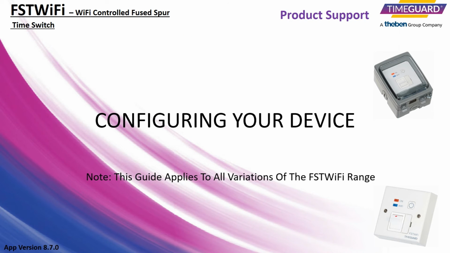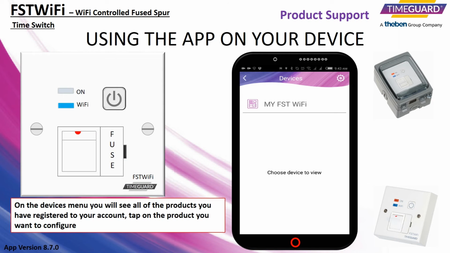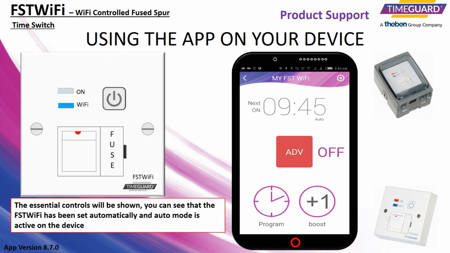Configuring your FSTWiFi device. On the Devices menu, you will see all of the products you have registered to your account. Tap on the product you want to configure. You will see the default screen for controlling the essentials of the device. You can see that the next on time is set to 9:45 AM. The FSTWiFi has also been set to auto mode.